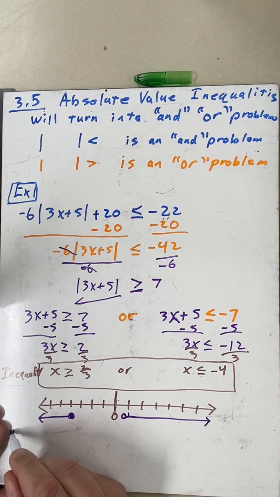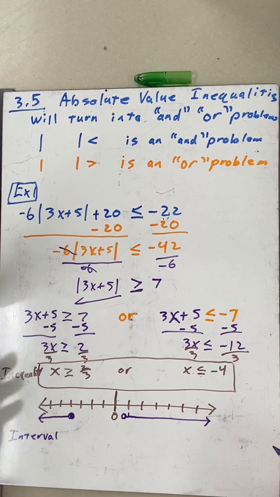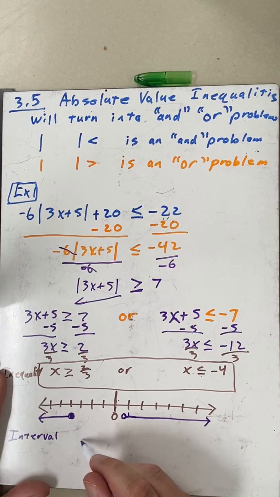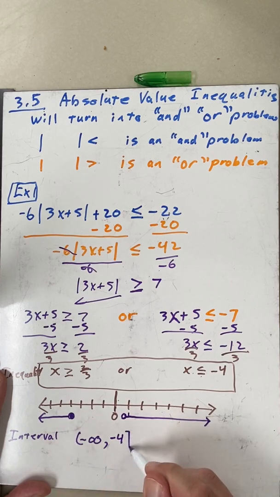The last thing we have to do is that interval notation. What we have to do is label both intervals. Remember, we always start from left to right. So the one on the left, we're going to go -infinity to -4. And because the circle's filled in, we do a bracket.